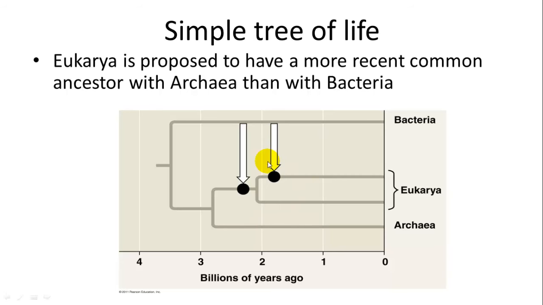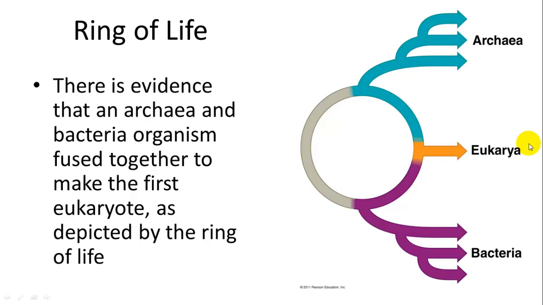So represented in a little bit different phylogeny, you have an ancestor to archaea. The common thinking is that archaea and eukarya are more closely related than bacteria. So bacteria would be the outgroup from these two. But there is also evidence that a symbiotic relationship occurred between bacterial and archaean organisms to make the first eukaryote. So suggesting that there was a ring of life rather than three tree domains. Okay, that's it for phylogenies.